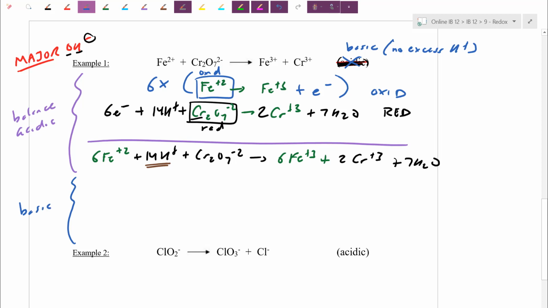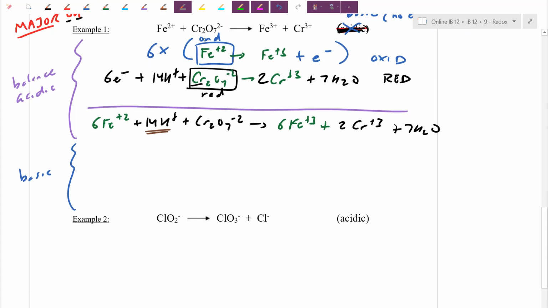If they ask you for basic, what I want you to do is get rid of the H+. How do we neutralize H+? We're going to need to add hydroxide. So you're going to add hydroxide. This is one way of doing it. Since H+ reacts with OH- in a 1-to-1 ratio, I need to add 14 OH-. Well, this one here, we're actually balanced to begin with. If I added 14 on this side, I better add 14 on this side here.